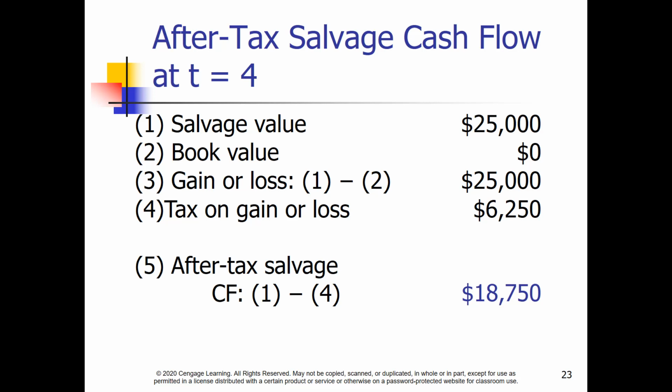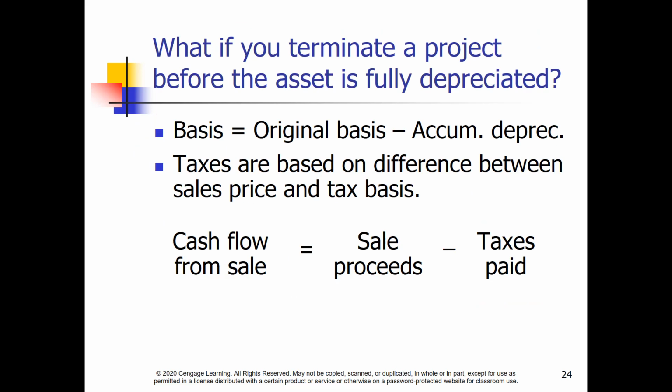When the equipment purchased in year 0 is sold in year 4, there may be tax on the salvage or market value. Tax is paid on the difference between the salvage value and the book value at the time of the sale. Since this asset has been depreciated to a book value of 0, the total salvage value is a gain and is taxable at the firm's 25% rate. If a project is terminated before a fixed asset is fully depreciated, then tax is owed on the difference between market value and book value at the end of the year the project is terminated.